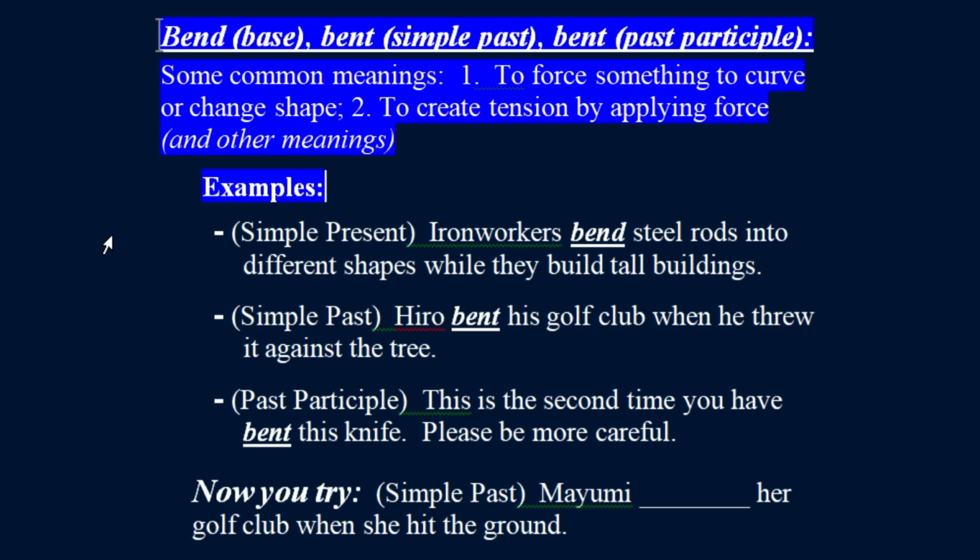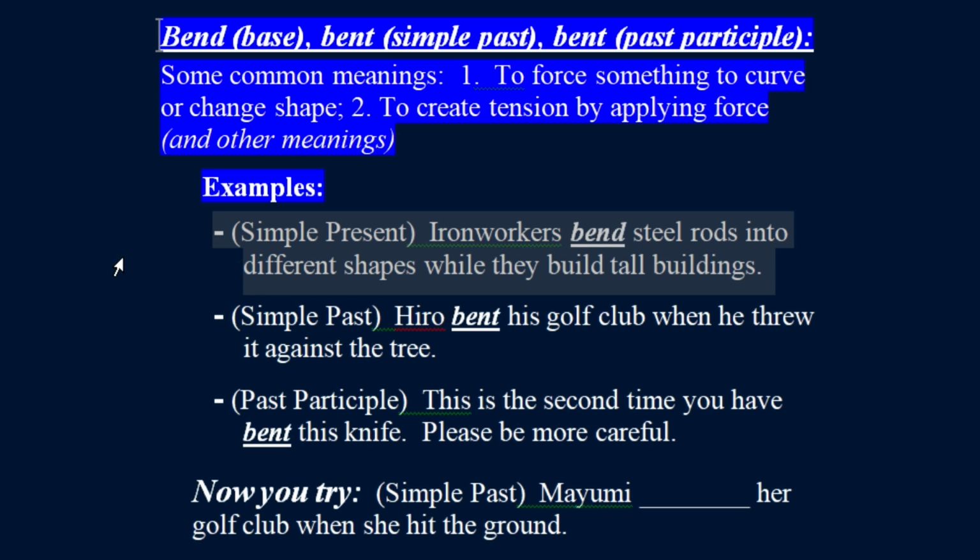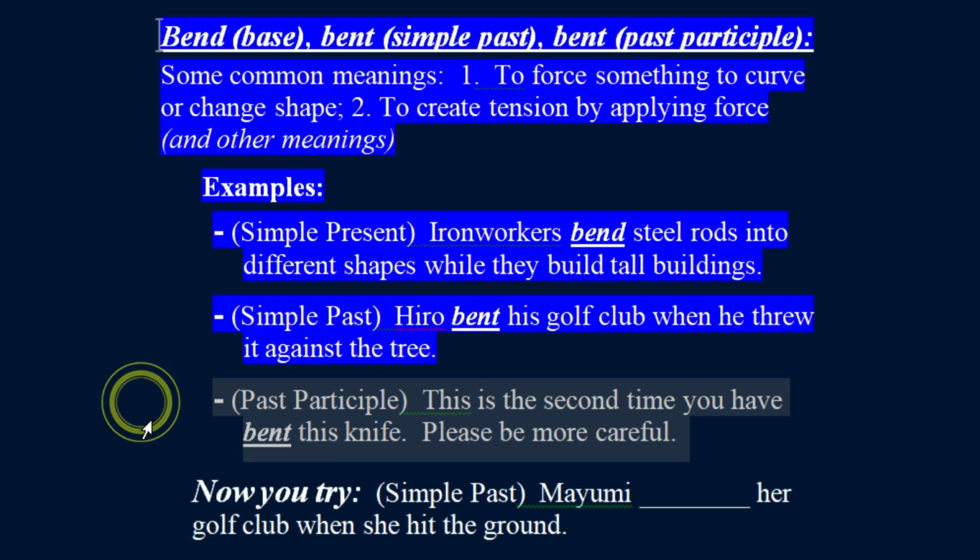Examples. Simple present. Iron workers bend steel rods into different shapes while they build tall buildings. Simple past. Hiro bent his golf club when he threw it against the tree. Past participle. This is the second time you have bent this knife. Please be more careful.